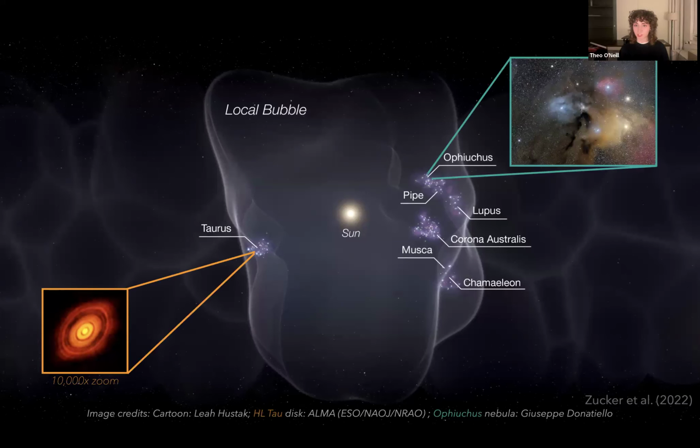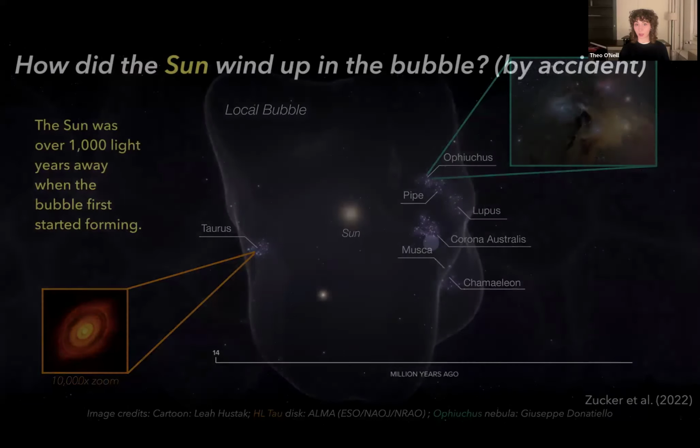I'm showing here an image in the top right of the Ophiuchus Nebula, which is located on the surface of the local bubble. And then on the bottom left is a very, very high resolution view of a protoplanetary disk, so a system forming new planets around a young star in the Taurus molecular cloud. So the local bubble really does seem to have reshaped our environment in quite a dramatic way.